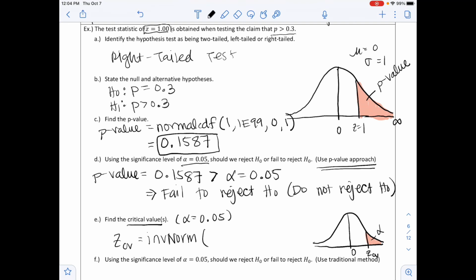And our area to the left, since the area on the right was 0.05, that means that this unshaded area is going to be 1 minus 0.05, which equals 0.95, comma the mean, which is 0, and the standard deviation, which is 1. Working this out, and I'm going to go to around 3 decimal places, I get 1.645.